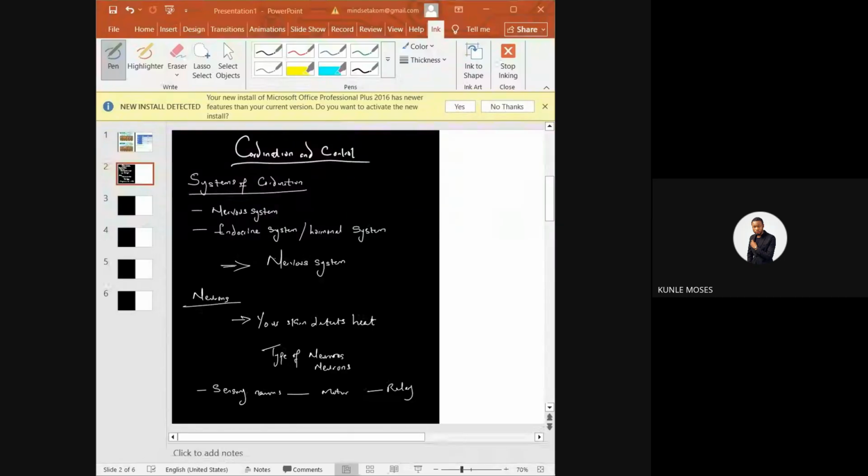So let me quickly, please, is that taken? Let me quickly give you a short note on that before we move into another thing. Have you written down anything on the sensory neuron?